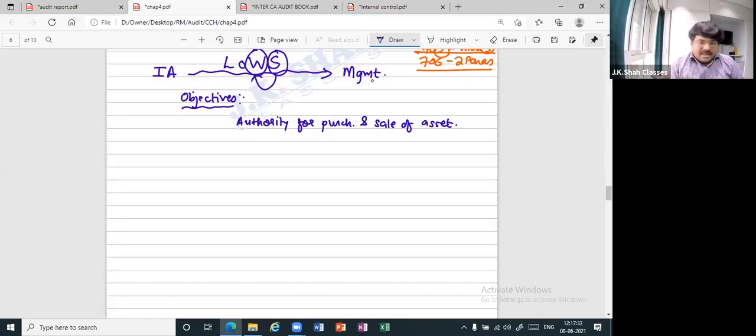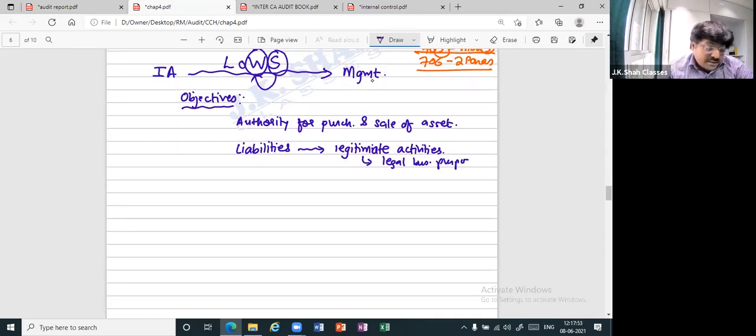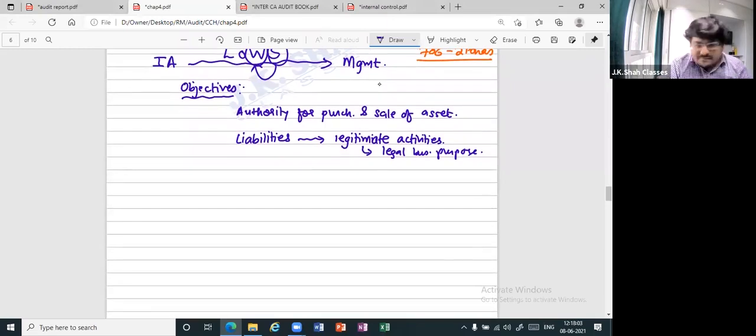Next, the internal auditor has to check that all the liabilities incurred by the company are incurred for legitimate activities. What do you mean by legitimate? Legal business purpose. It should not be for personal purpose. So whatever liabilities are incurred should be for an appropriate business purpose, not for any other purpose. All cool? Okay. Apart from that, he is the one responsible to check whether all the assets are safeguarded or not.